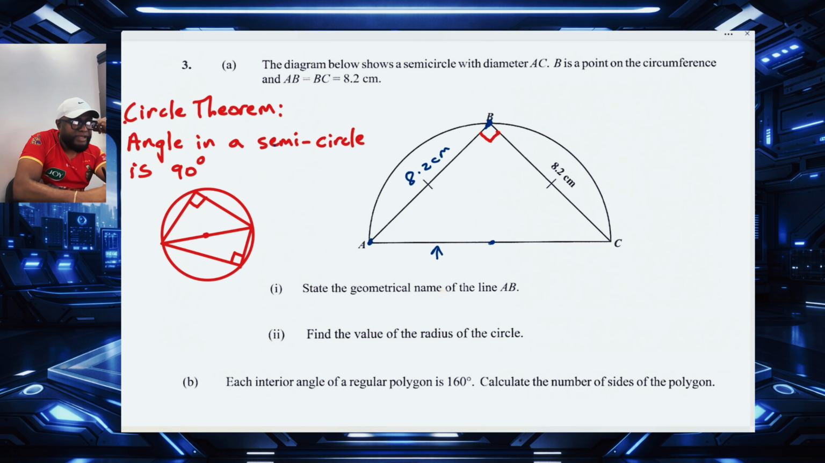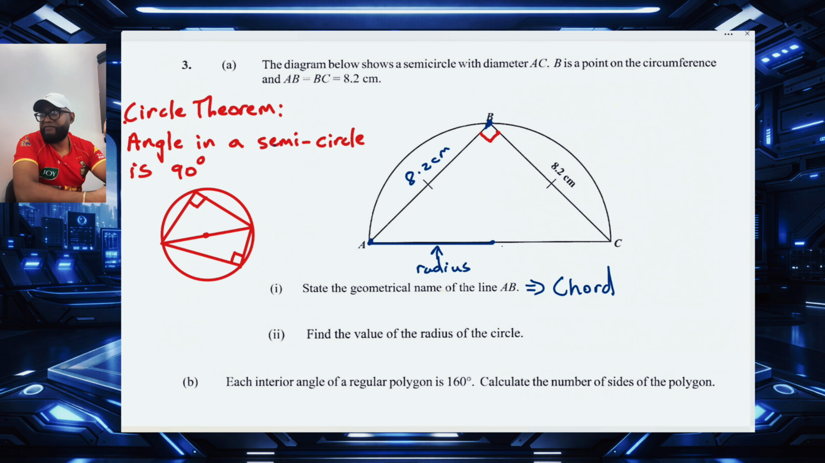A radius would be half of this diameter. This is a radius here, half of the diameter. So the geometrical name for the line AB would be a chord. Okay? It's a straight line that goes from one end of the circumference to the next, and it doesn't pass through the center, right? If the line passes through the center, it would be the diameter. Everybody good there? So that's a chord.